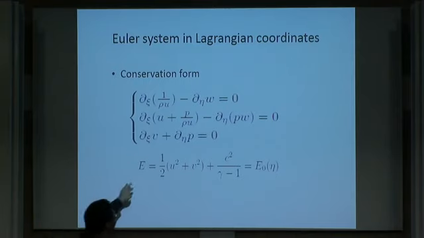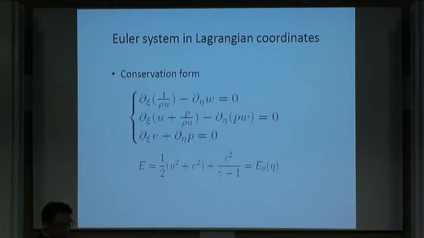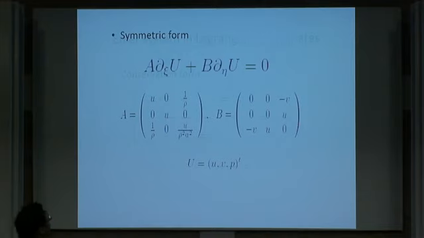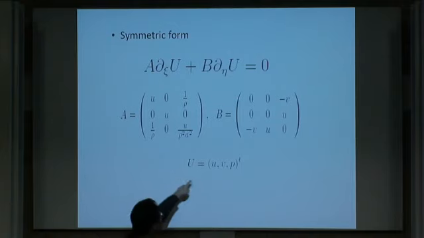So this one is actually the conservation of energy. They are equivalent. Later we will use this to deduce the Rankine-Hugoniot conditions. To deal with the free boundary, we need the Rankine-Hugoniot conditions, and we derive them from this. The other form is a symmetric form. We can write it in this form, with A and B both symmetric matrices, and here U is the unknown (U, V, P).